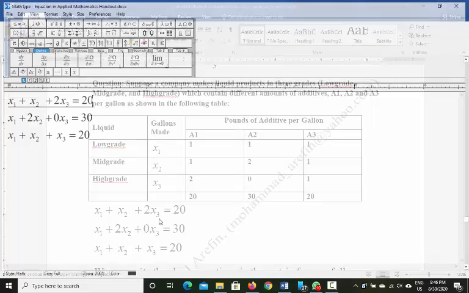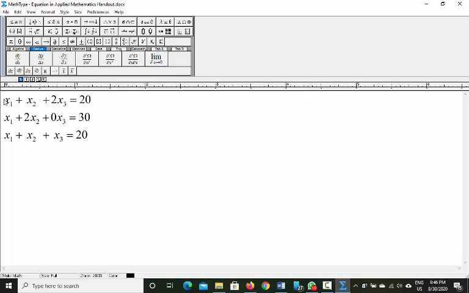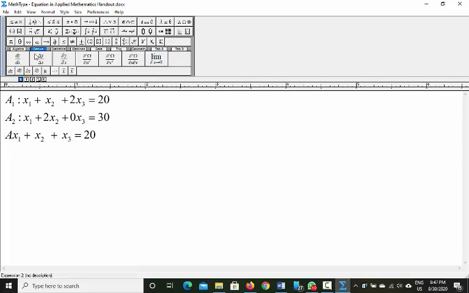So just a minute, let me write here A1 so that you get a clear understanding. So this is the equation for A1, this is the equation for A2, this is the equation for A3.